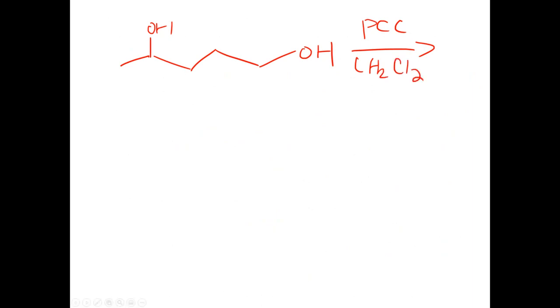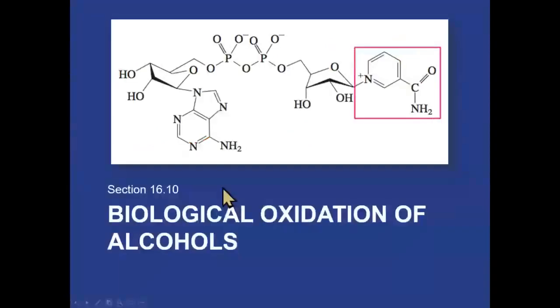Now in this case, the PCC is the oxidant, so you will oxidize alcohol into its carbonyl form, both secondary and primary. The only difference is the primary one will be oxidized into an aldehyde, and the secondary one will be oxidized into a ketone. All right, so this is about oxidation of alcohols.